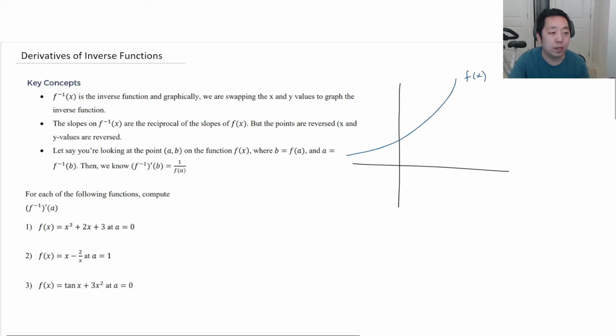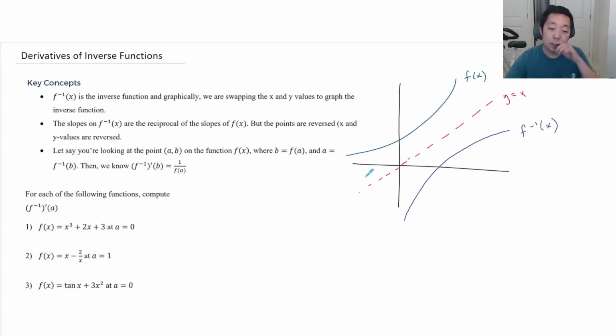Remember one of the things about inverses, just as a review: inverses look like they're flipped over, reflected over the line y equals x, right? So then it looks something like this. This is f inverse of x. If you remember finding inverses, you're swapping the x and the y values. So if there's some point (a, b) here, the reflected point is the point (b, a). You're swapping the x and the y values to find the inverse.